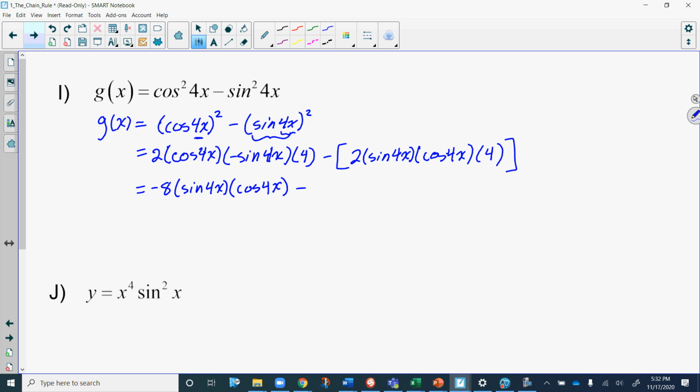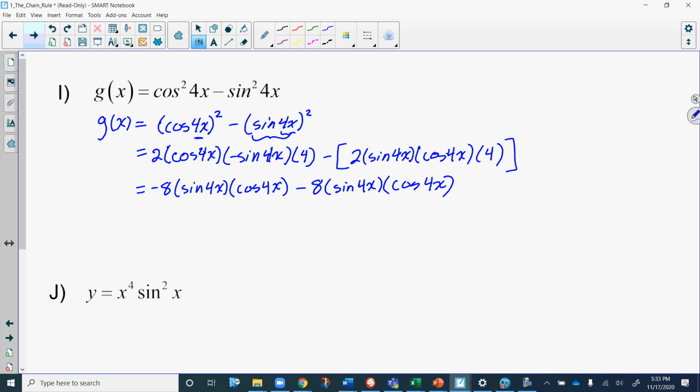And here we're going to subtract. So the 2 times the 4 inside of the parentheses is just going to be 8. Distribute the negative, and that'll be another negative 8. Again, we'll keep sine written first, no particular reason that it needs to be. Sine of 4x times cosine of 4x.